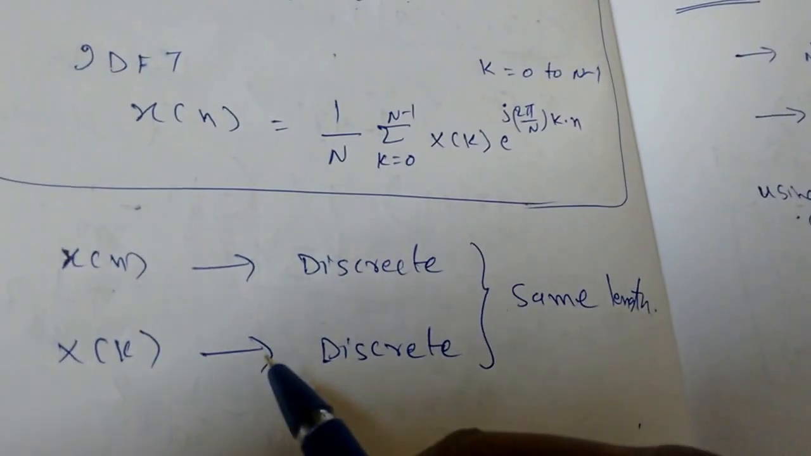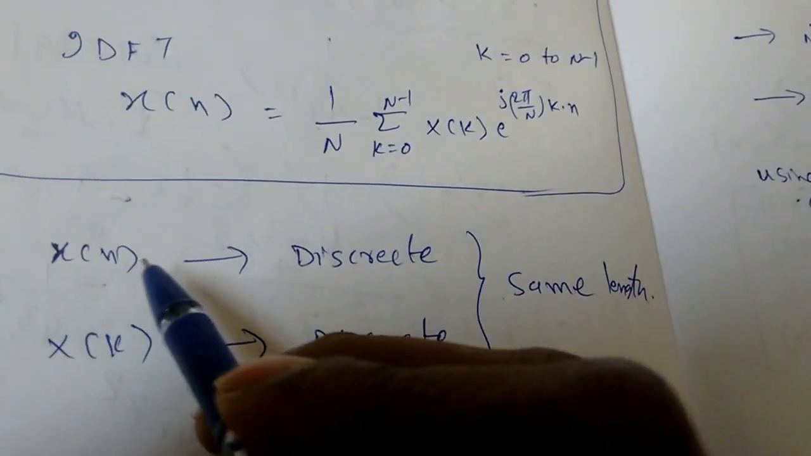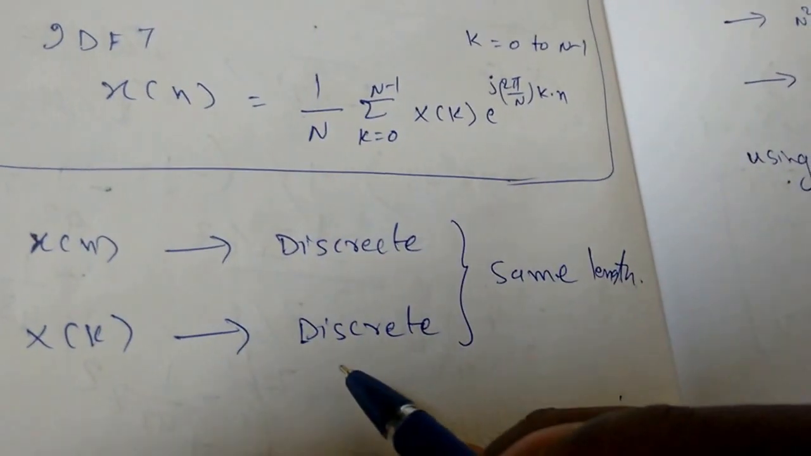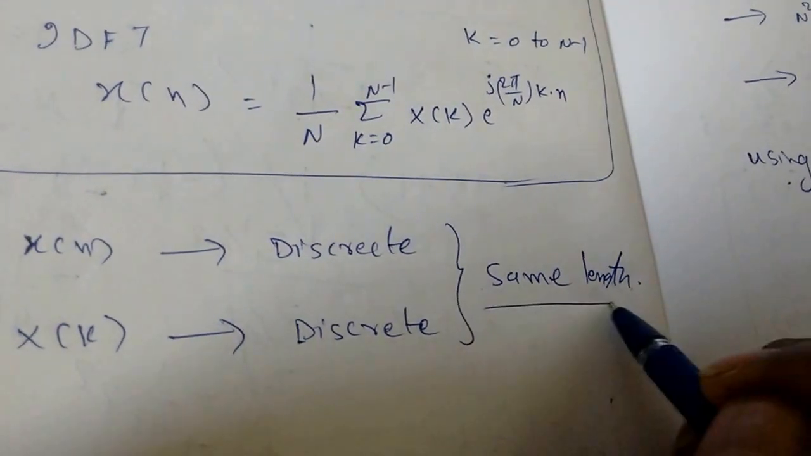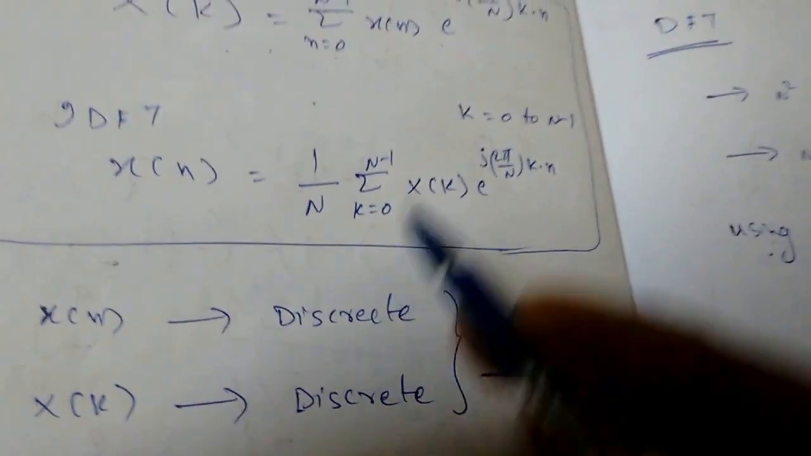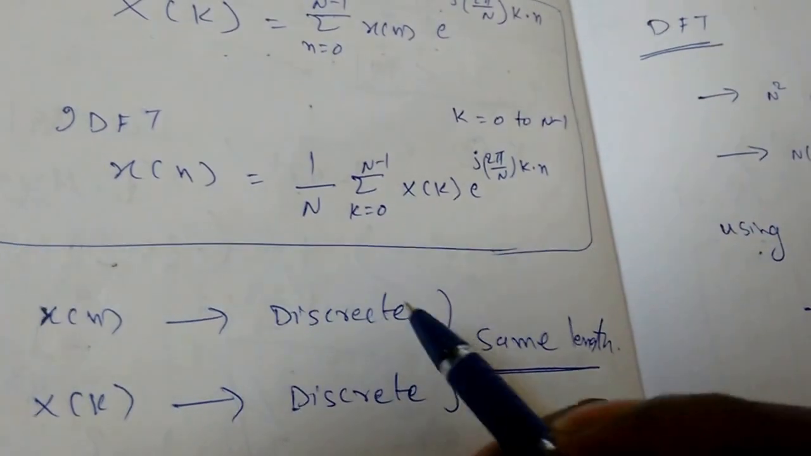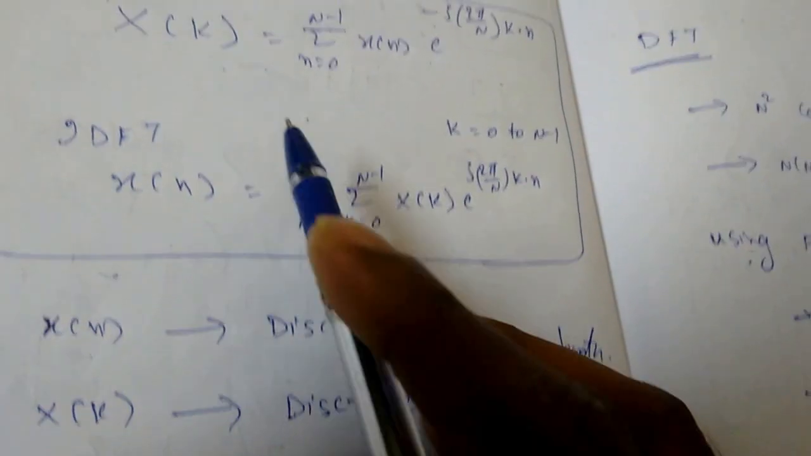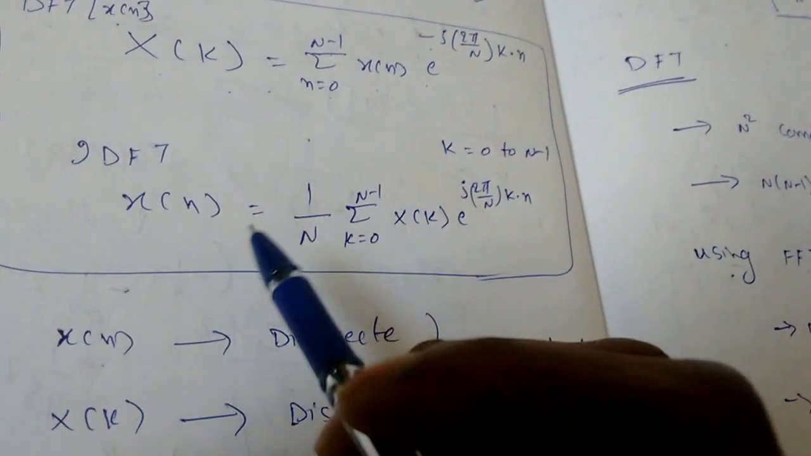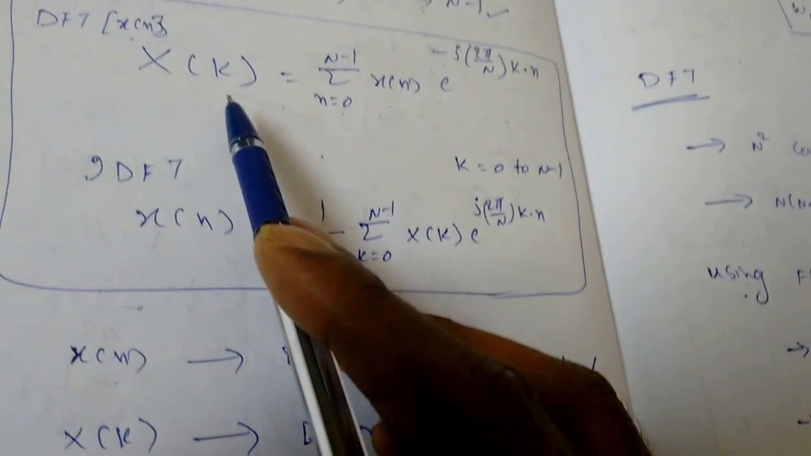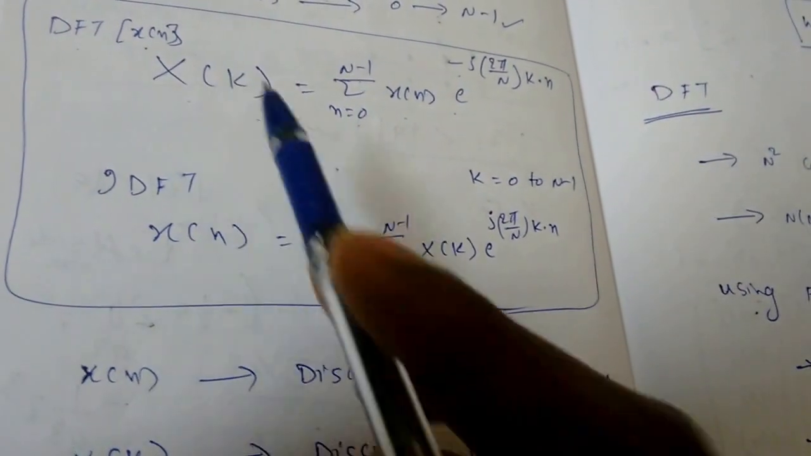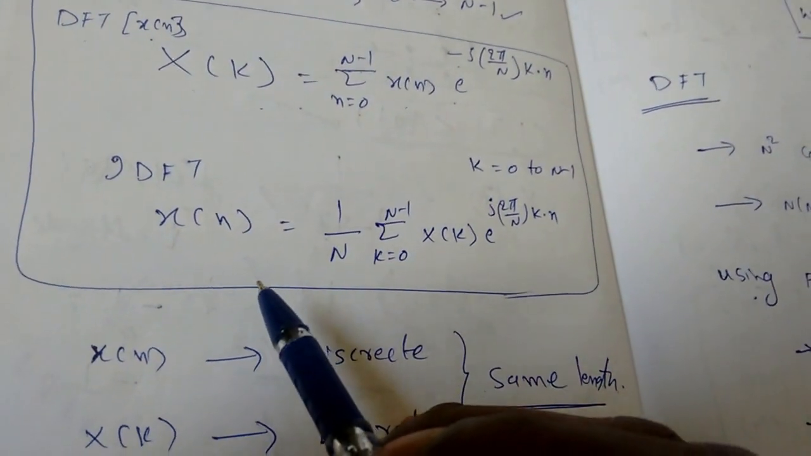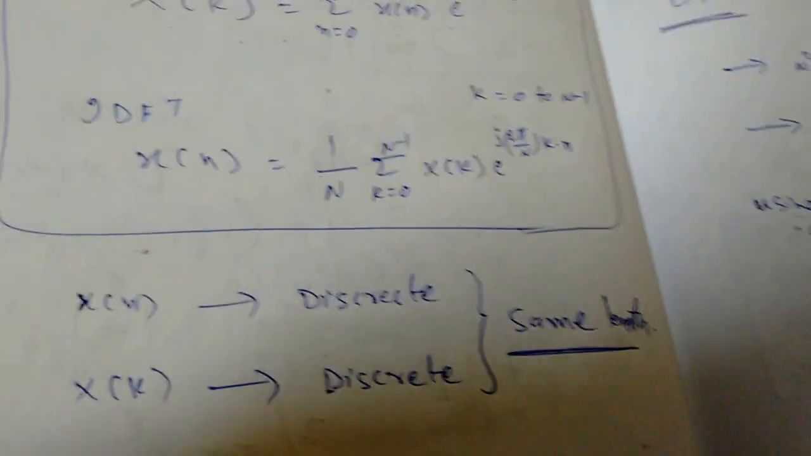One point you have to remember is, if x of n is discrete, X of k is also discrete, and the same length will be there. If I use this formula, if x of n is of length 4, X of k will also be of length 4. And if x of n is periodic, X of k will also be periodic, or if X of k is periodic, x of n is also periodic. Both will be periodic in nature.